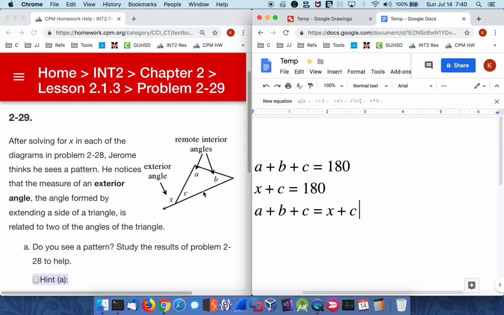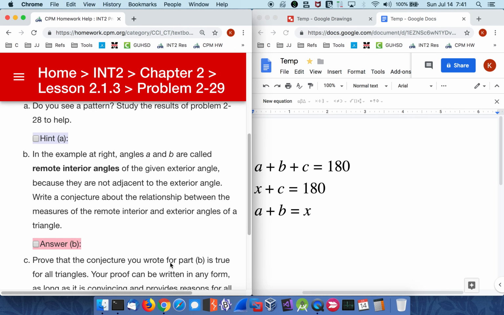So the sum of all the interior angles has to equal the sum of these two. Okay? Well, actually, look at this. We've got a C on both sides. So we can just subtract C from this side and subtract C from this side, and those are going to cancel. And look at that. We have the exterior angle remote interior theorem. I forget the name. Anyways, we know that the exterior angle, x, is equal to the sum A plus B. Boom. Done. Come on, Jerome, get with it.